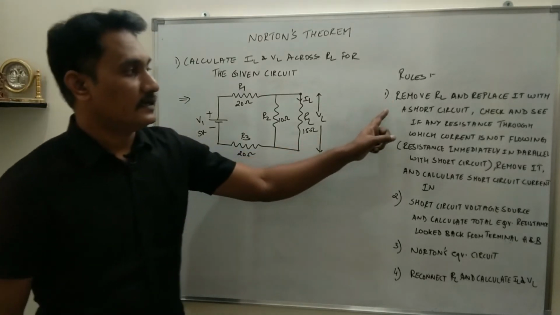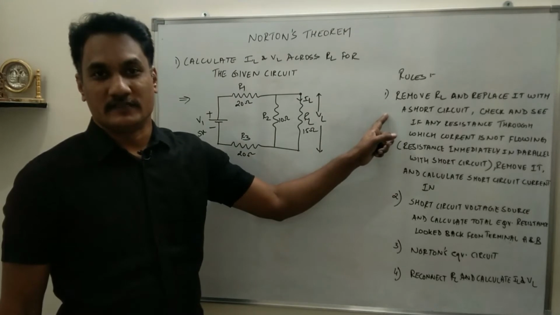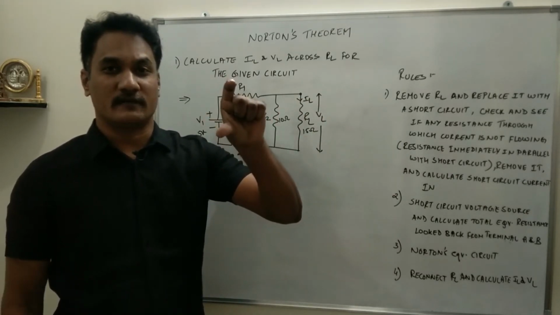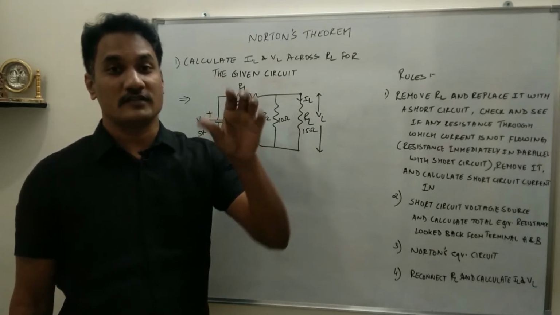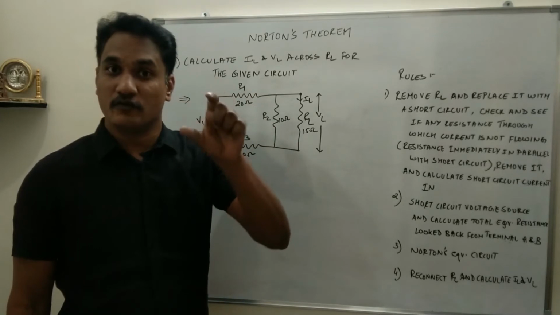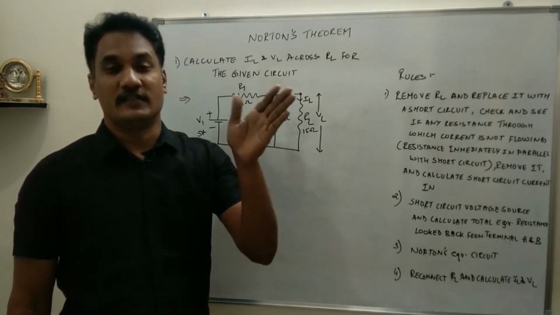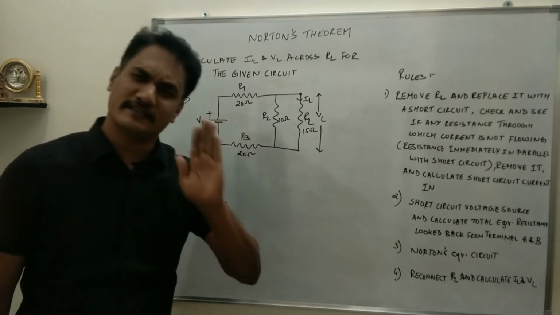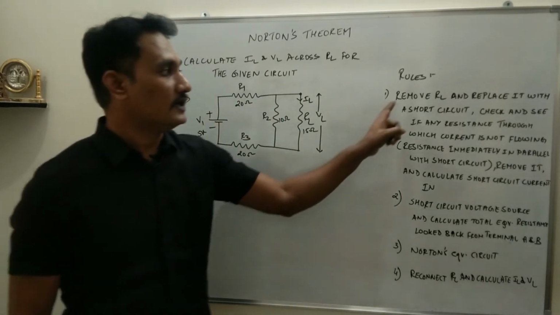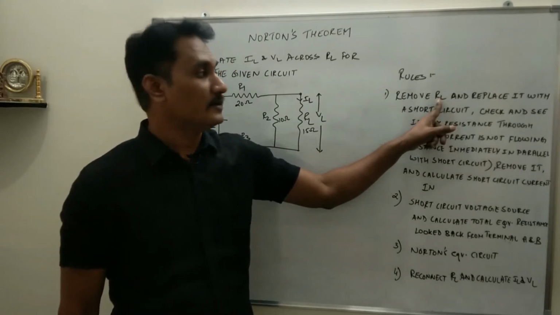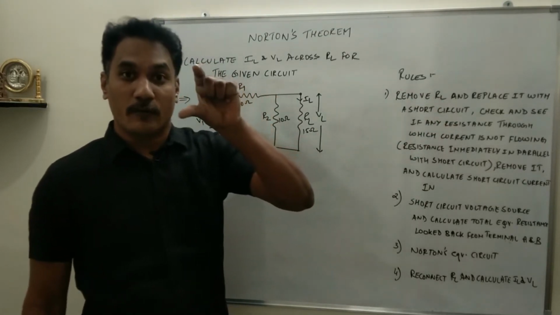What it says is similar to Thevenin's theorem. What we did in Thevenin's theorem is remove RL and calculate the open circuit voltage. Before calculating the open circuit voltage, we have to see if there is any resistance through which current is not flowing. Of course, as it is an open circuit, if there is a resistance on the open circuit, that resistance has to be removed. On the same lines, in Norton's theorem also we remove RL, but in the case of Norton's theorem, we don't keep the circuit open.